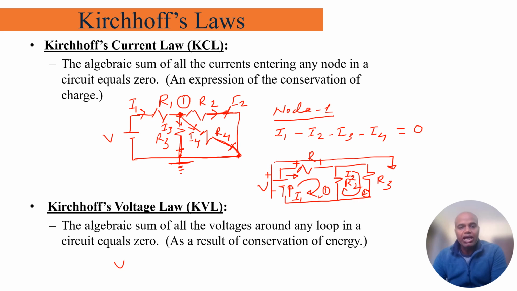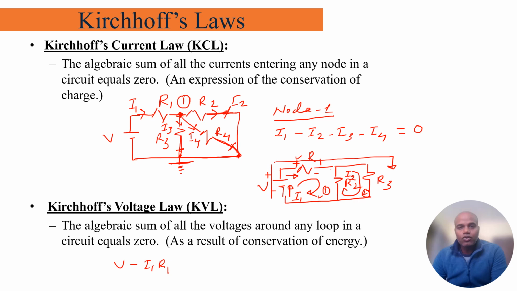So when I apply the KVL in this loop number 1, V, and when I'm going from higher to lower potential, this voltage drop will be negative, and the voltage drop will be equal to the current going through R1, which we have taken as I1, times the resistance R1. This is as per Ohm's law, V equals IR.